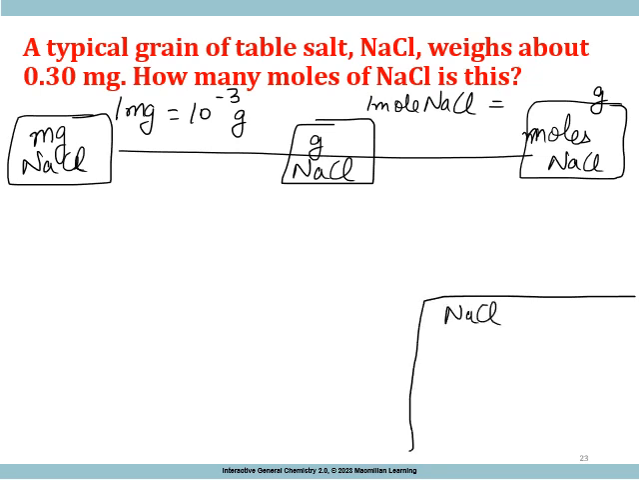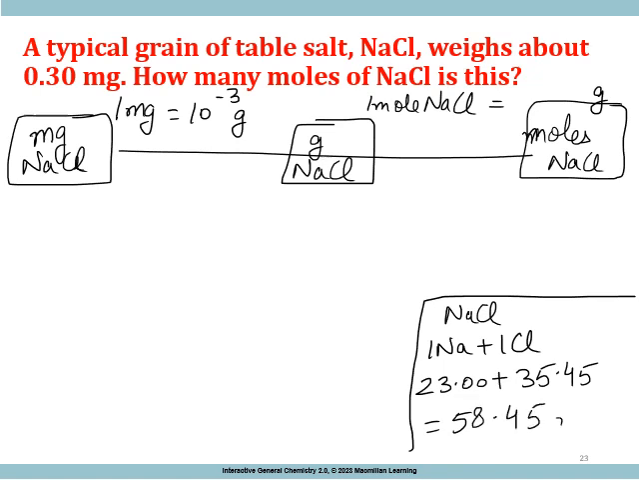NaCl has one Na and one Cl. One Na weighs 23.00, one Cl weighs 35.45. When you add it up together, it will give you 58.45 grams, which means this is 58.45 grams. Now you have your map done, so just set this up and get your answer.